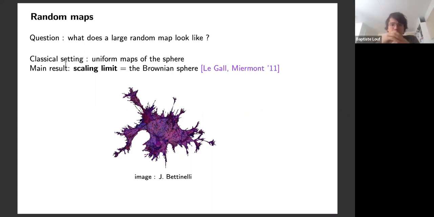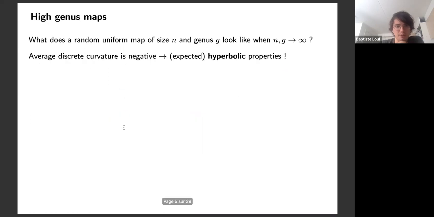The main result in the study of random maps is the identification of the so-called scaling limit by Le Gall and Miermont, of which you can see a simulation here, pictured due to Jean-Rémy Bettinelli. This is a continuous fractal object that is called the Brownian sphere. So that's a bit of history, but I'm not going to focus on planar maps.